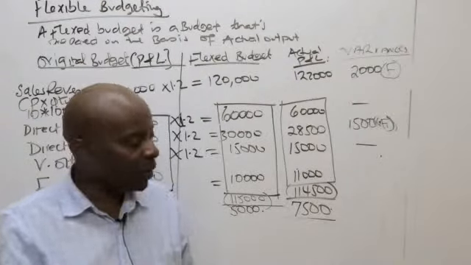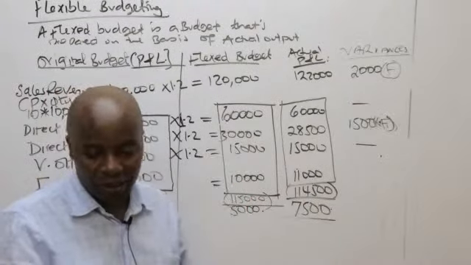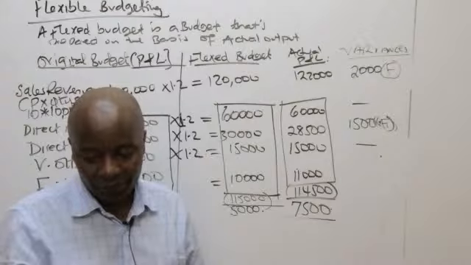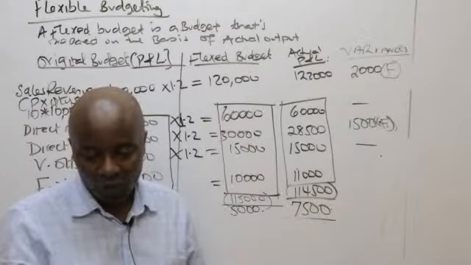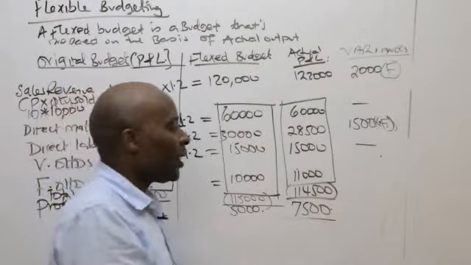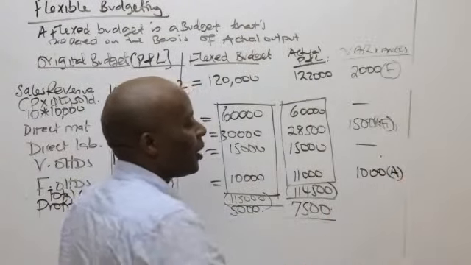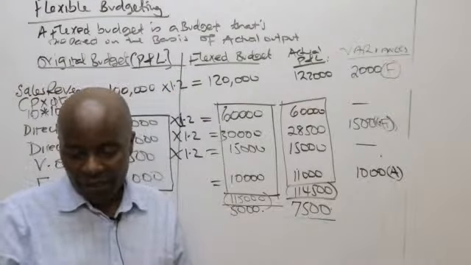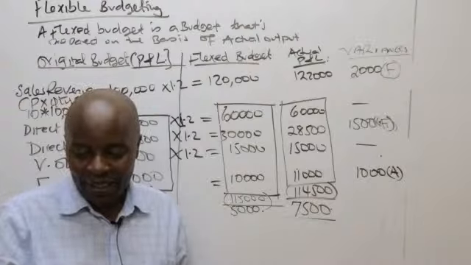Now, ladies and gentlemen, we go to the next one, the fixed overheads. I can see 10,000 vis-a-vis 11,000. So that will give me what figure, somebody? $1,000 from Tina. Tina says, now this time around, I am sure it is 1,000 adverse. Who else? I can see other students are also able to see the adverse. Thank you very much.